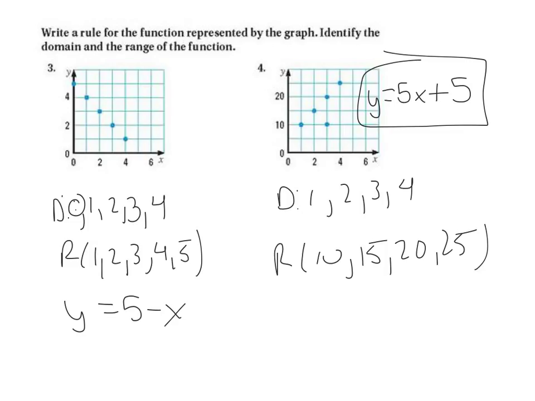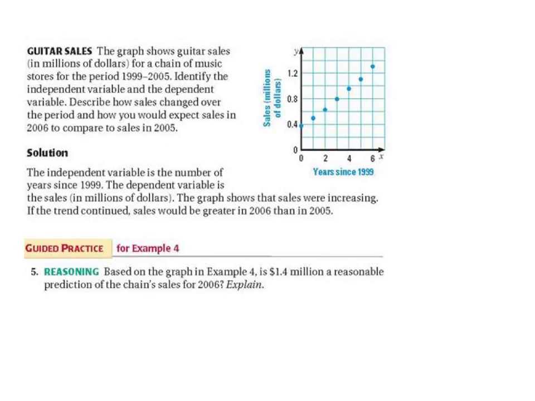Okay. Let's look at some more examples. Alright. It says the graph shows guitar sales in millions of dollars for a chain of music stores for the period 1999 to 2005. Identify the independent variable and the dependent variable. Describe how sales change over the period and how you would expect sales in 2006 to compare to 2005. So let's look at this. So here's the thing. The independent variable is the years. It's always the X. The dependent is always the Y. So the dependent variable is the sales. The graph shows that the sales were increasing. If the trend continues, sales would be greater in 2006 than in 2005. Because see how they're going up?